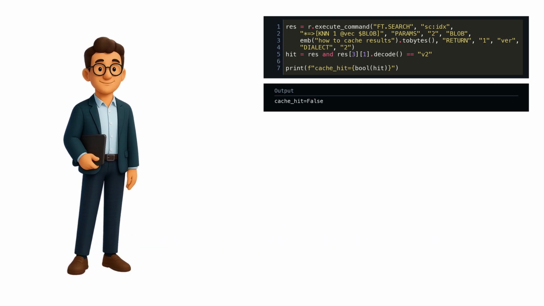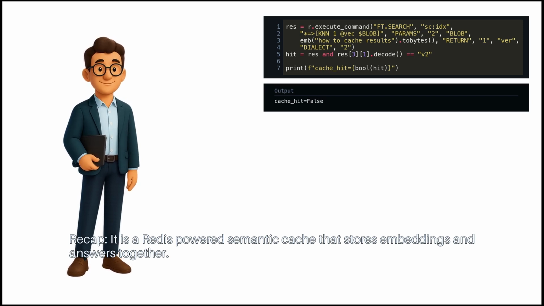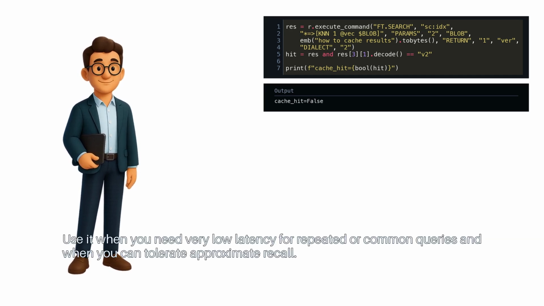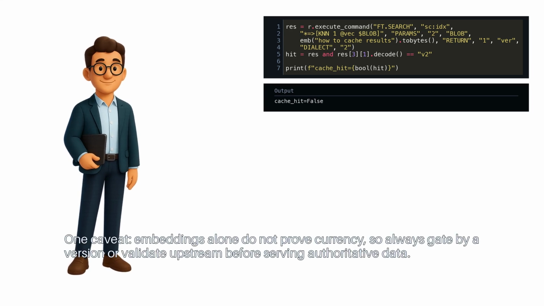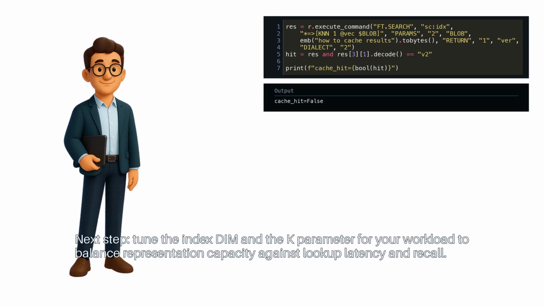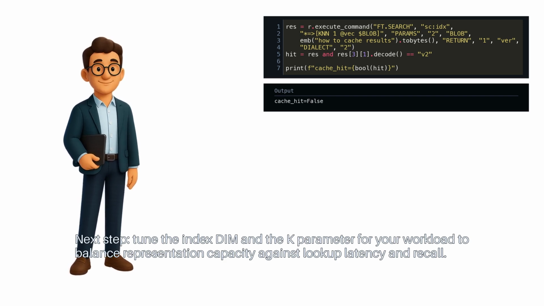Recap: it is a Redis-powered semantic cache that stores embeddings and answers together. Use it when you need very low latency for repeated or common queries and when you can tolerate approximate recall. One caveat: embeddings alone do not prove currency, so always gate by a version or validate upstream before serving authoritative data. Next step: tune the index dim and the K parameter for your workload to balance representation capacity against lookup latency and recall.